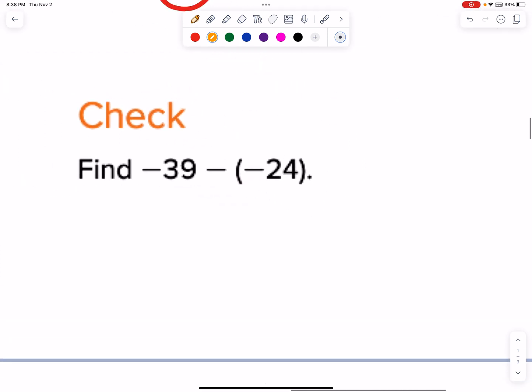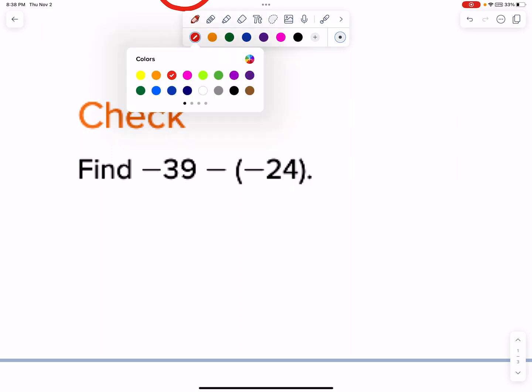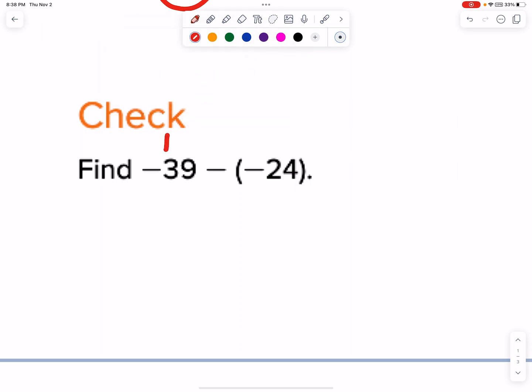We have a negative 39 minus a negative 24. So let's go ahead and do our KFC. Keep, flip, change. So keep the negative 39, flip, change. Okay, all right, so now let's look at what we have. We have a negative and a positive. Different signs, subtract. Keep the sign of the bigger number, then you'll be exact.